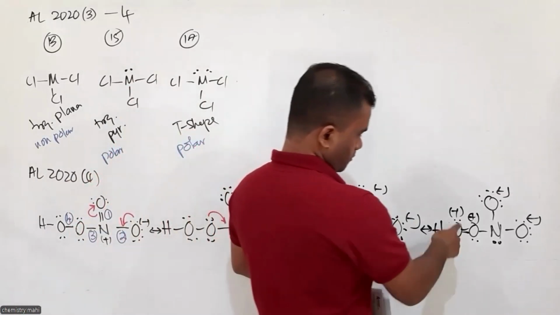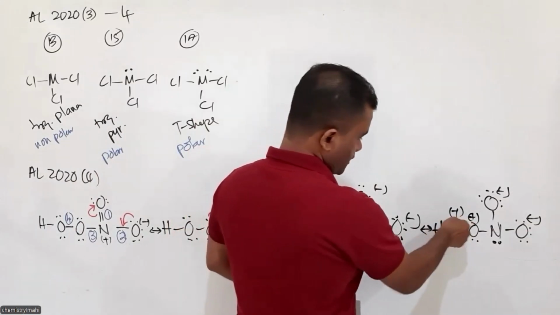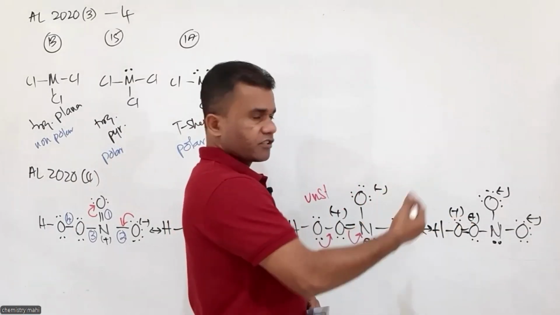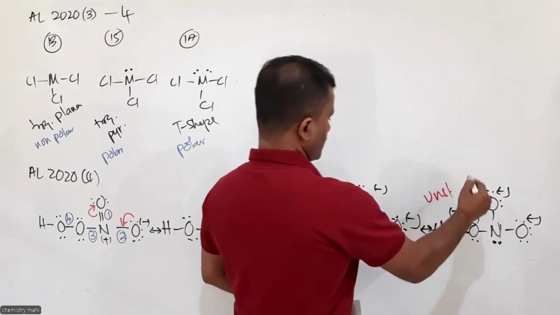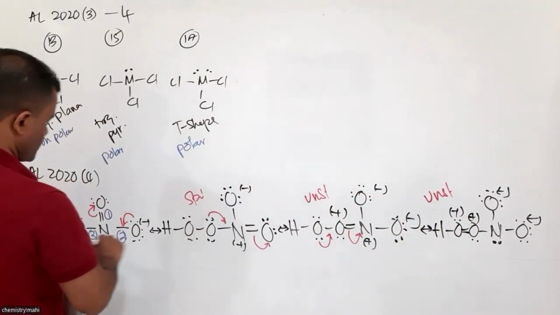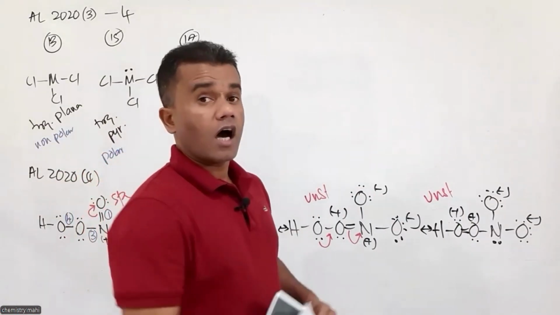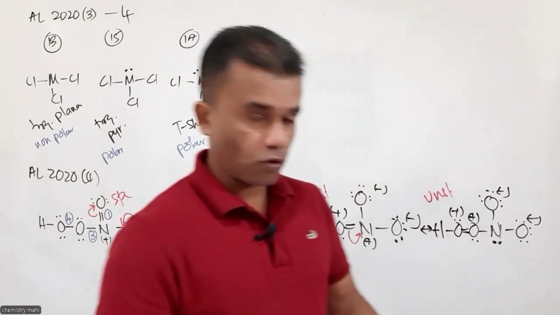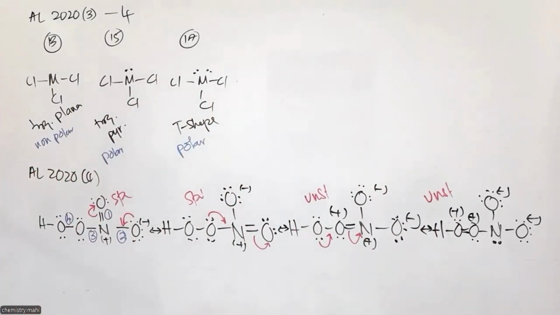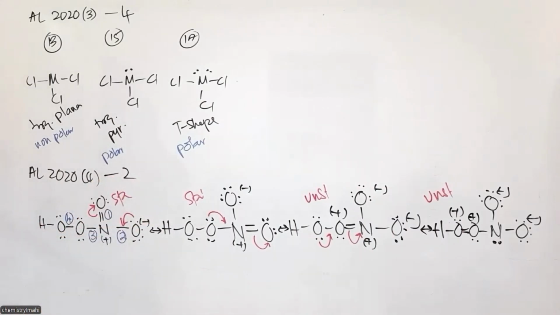This one, plus, minus, more charge separation. Both positive charges are on oxygen, definitely unstable. Then how many are unstable? Compared to them, these two should definitely be stable. These are stable. Then there are two unstable structures. So the answer should be the second one. Question number 4, A-level 2020, the answer should be the second one. There are two unstable structures.